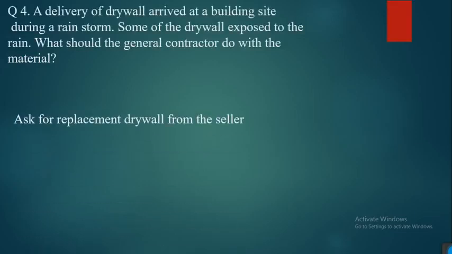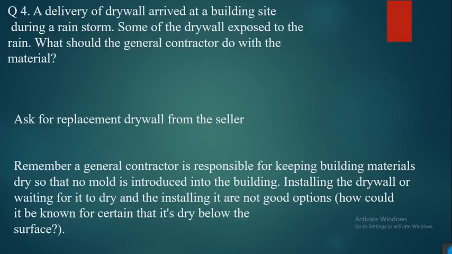Answer is ask for replacement drywall from the seller. Because remember, a general contractor is responsible for keeping building materials dry so that no mold is introduced into the building. Installing the drywall or waiting for it to dry and then installing it are not good options. How could it be known for certain that it is dry below the surface?